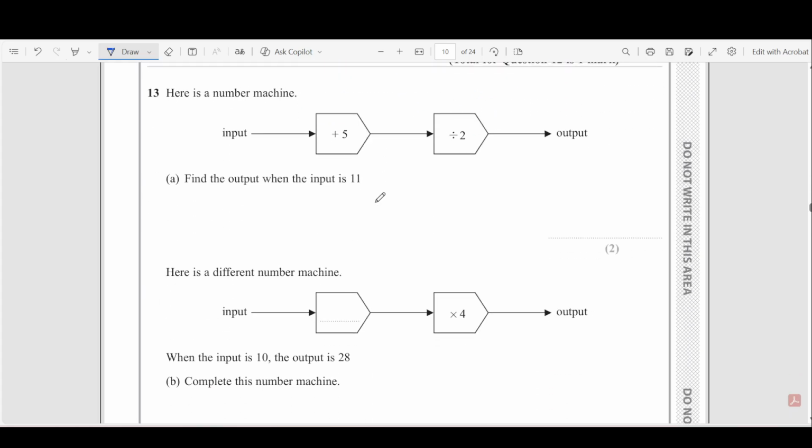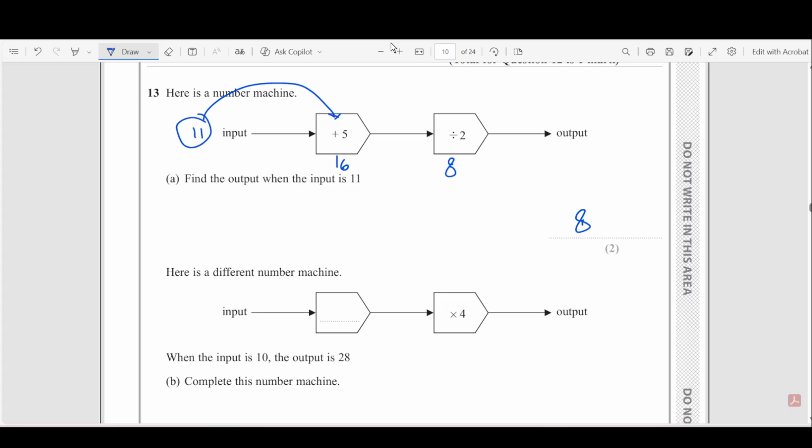Our next question is question number 13. We have a number machine given here, and there is an input and output. Find the output when the input is 11. So let's take input 11. When we put it here, 11 plus 5, we get 16. Then 16 divided by 2 is 8. So that's how we got output 8, right?